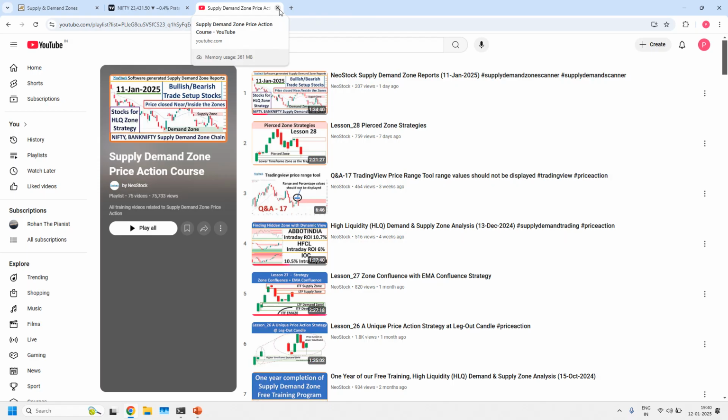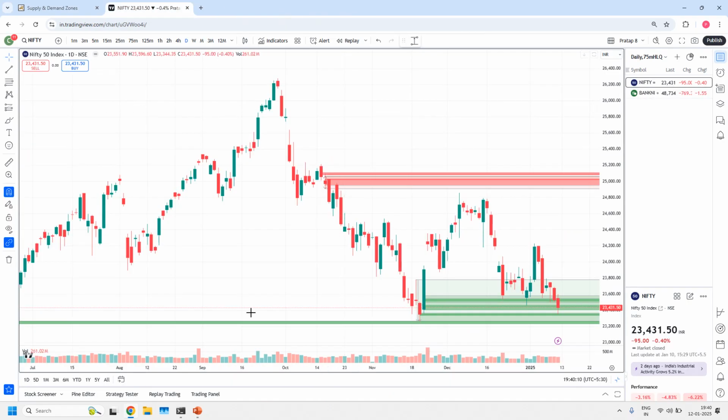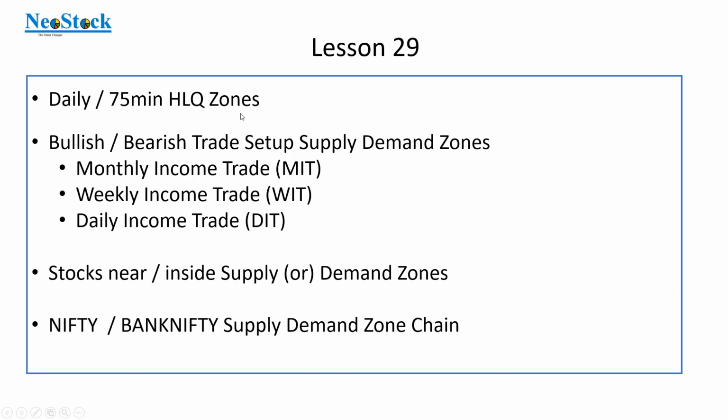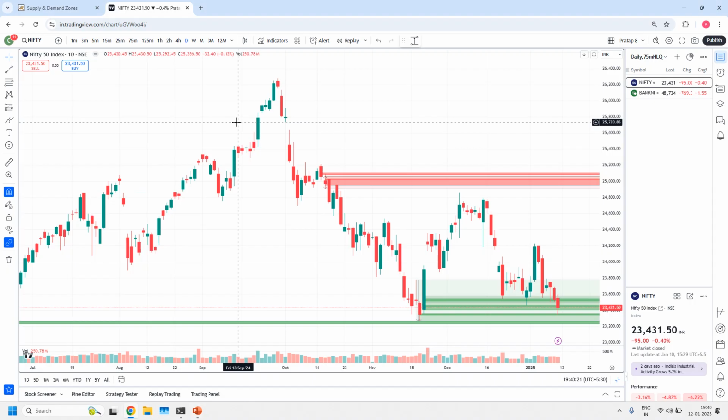Now let's get into the charts. First, let me start with daily or 75 minutes HLQ zones. I will analyze all the HLQ zones generated in the latest report. So before I get into this, all of you please understand the disclaimer.